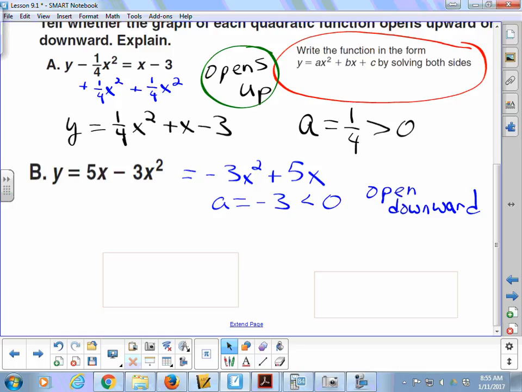So if a is greater than 0, it opens up. If a is less than 0, it opens down. All right, we're going to stop there then.